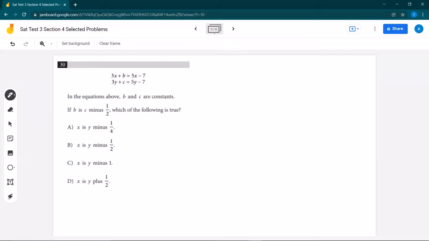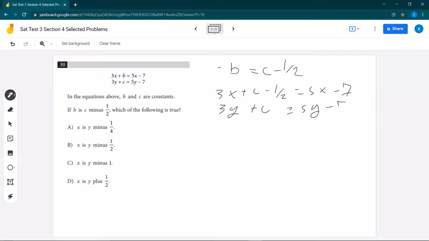All right. In this equation above, B and C are constants. We know that B is C minus 1/2. If we know that B is C minus 1/2, then what relationship can we get between X and Y? We can use this value and substitute it into the first equation. So we can get C in terms of B. So we'll get 3x plus C minus 1/2 equals 5x minus 7. And again, down here, we have 3y plus C equals 5y minus 7.